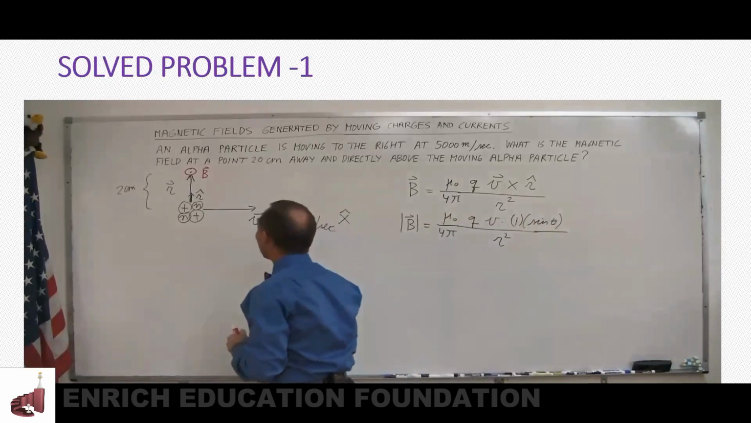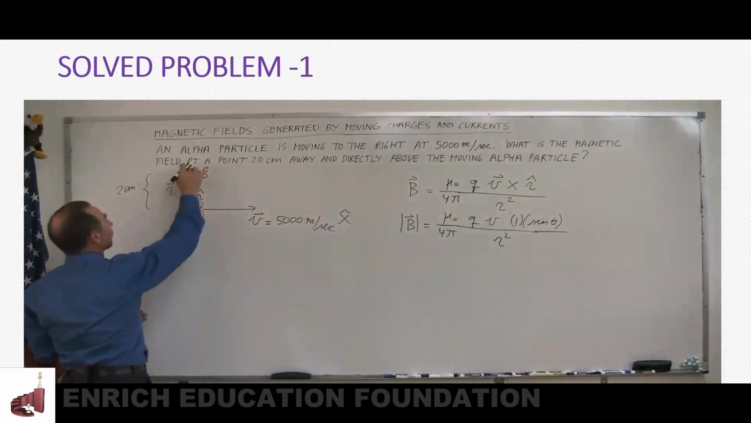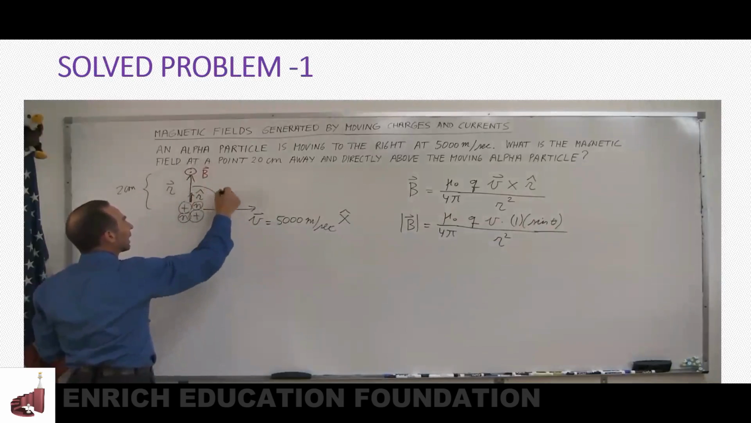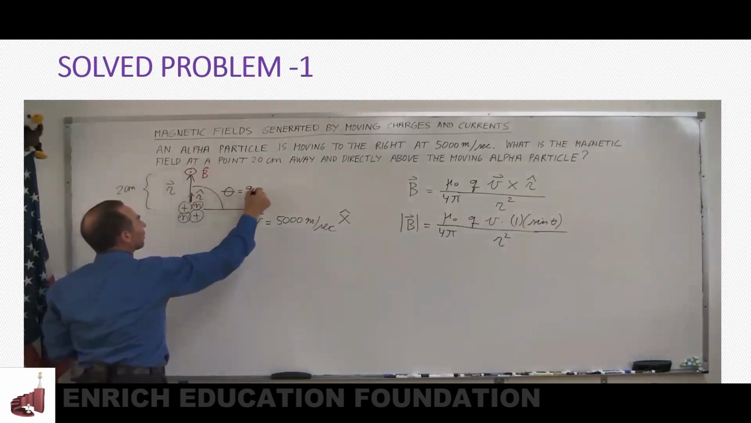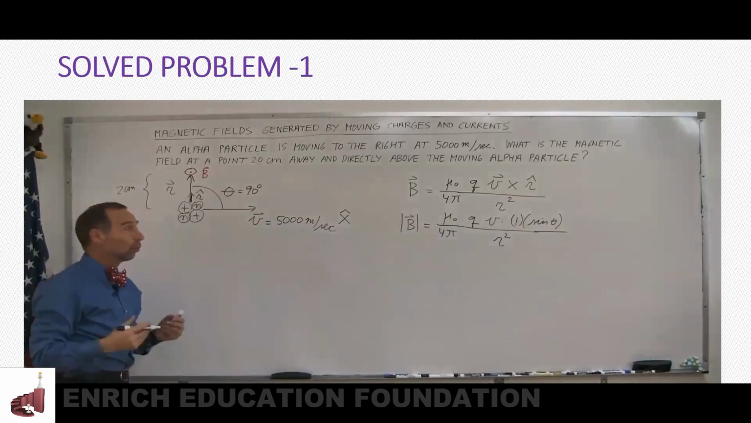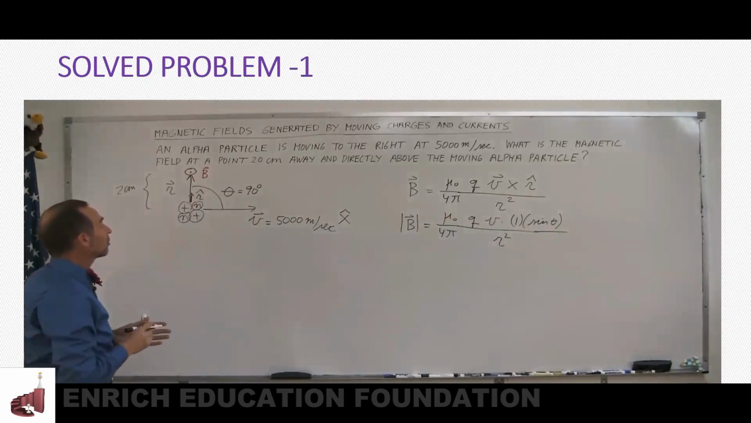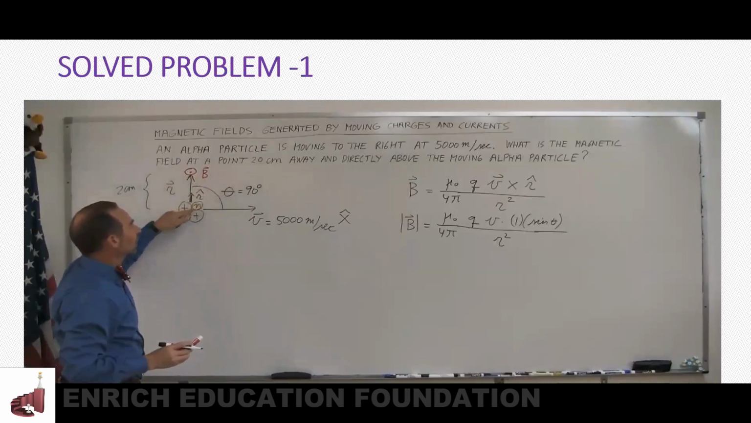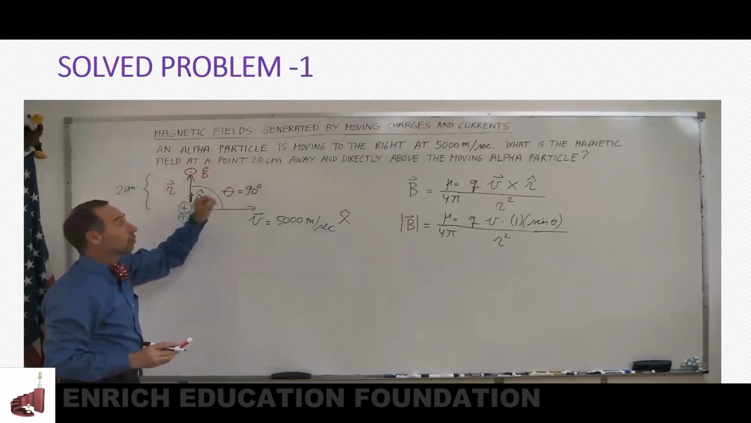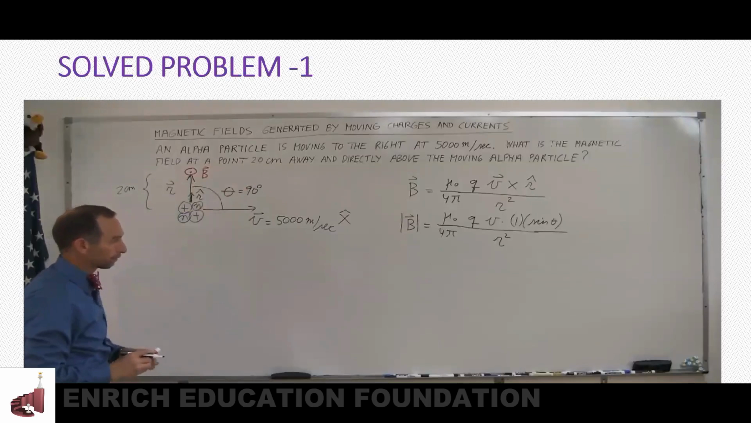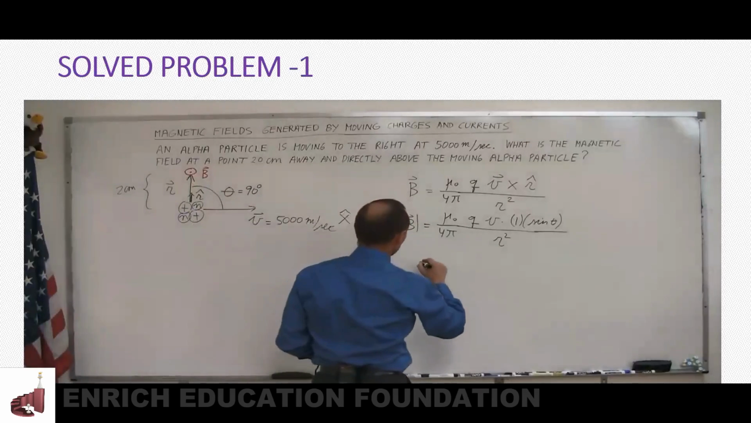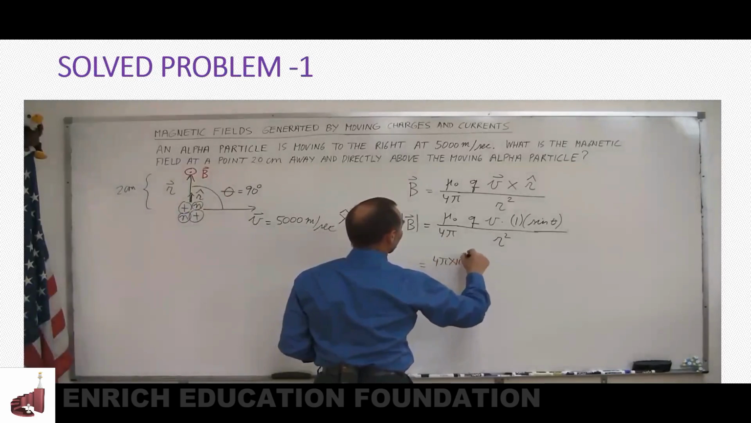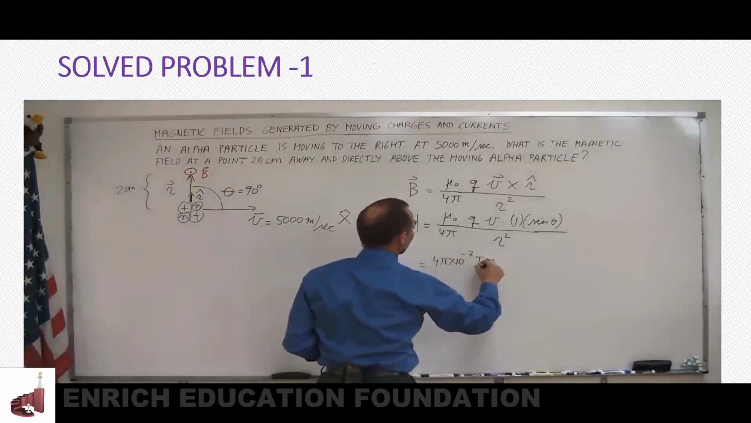Now notice that the angle between the position of the point of interest and the motion of the particle, theta, is equal to 90 degrees, and the sine of 90 degrees is 1. So in this case, we have the maximum magnetic field directly to the side. As the position vector changes direction and the angle becomes smaller, the magnitude of the magnetic field will become weaker. All right, plugging in the numbers, mu sub naught is equal to 4 pi times 10 to the minus 7 Tesla meter per amp.